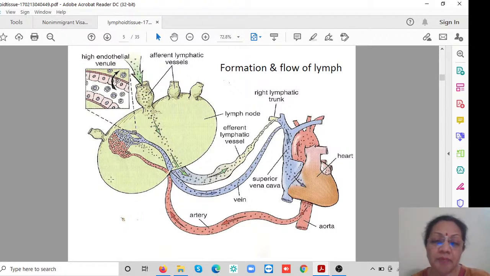And eventually, if you take the efferents of all the lymph node filtrations, they have to come back to the blood vascular system. So they join the right lymphatic trunk or the thoracic duct, which I mentioned earlier, and they join back the big veins which enter into the heart. Okay, this is the plan that you have to remember.